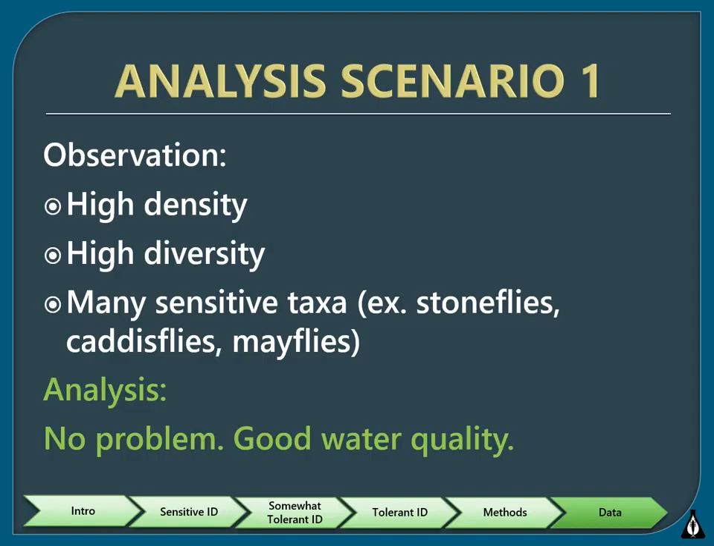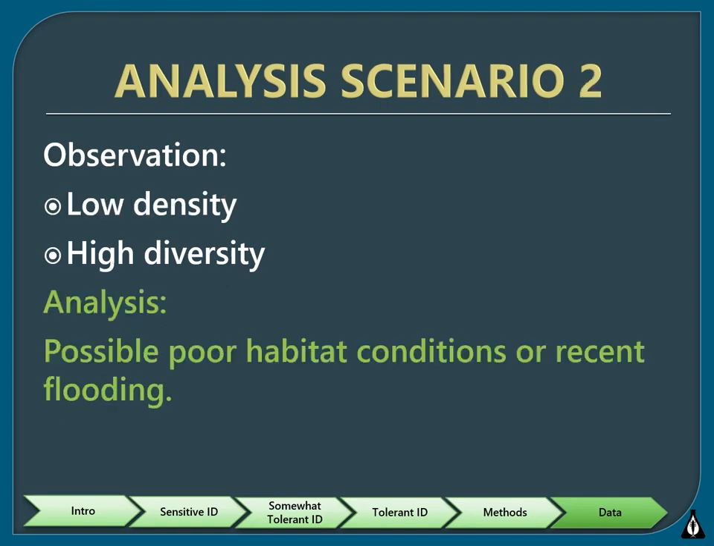Let's go over a few scenarios which monitors may experience. If your monitoring site has a high density, or a lot of invertebrates, and a high diversity, or many different taxa of invertebrates, including many sensitive ones, this would indicate the stream is healthy and water quality is good. In this scenario, we still have high diversity, but we have low density of invertebrates. So lots of different kinds of invertebrates, just not very many of anything. This could indicate poor habitat conditions or recent flooding.